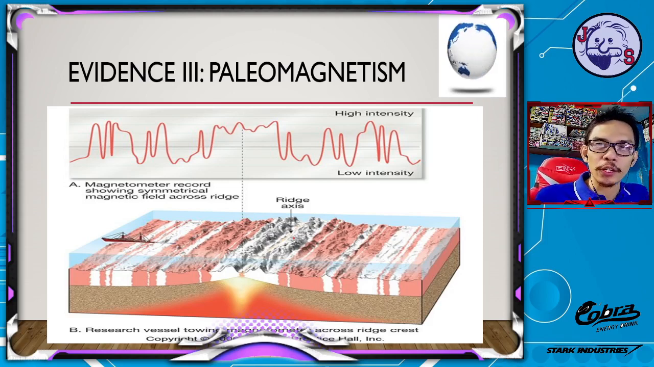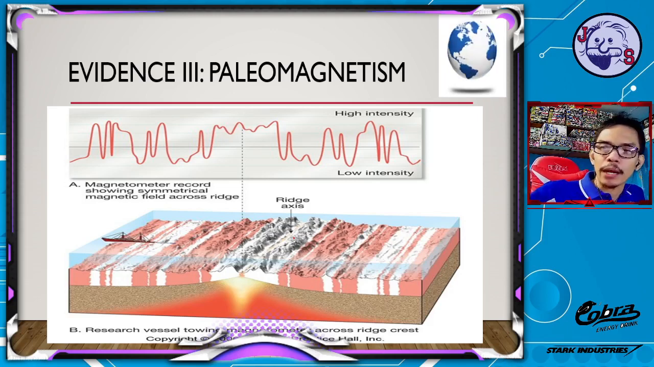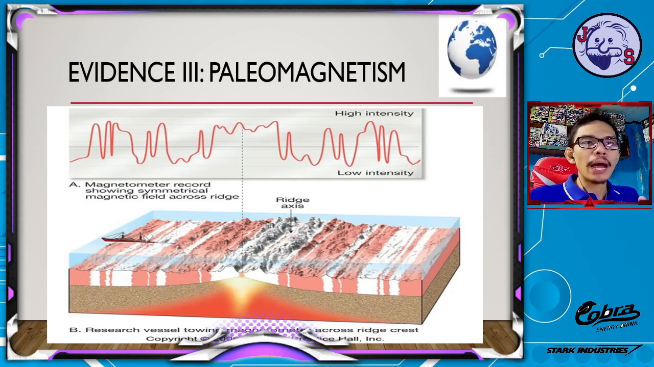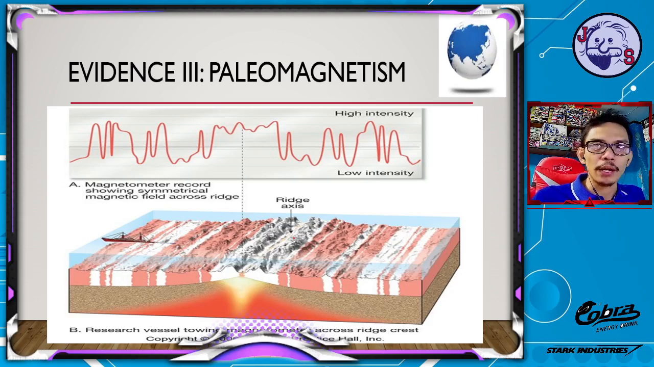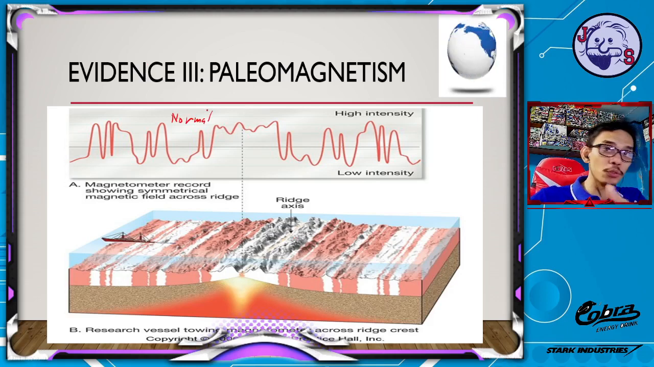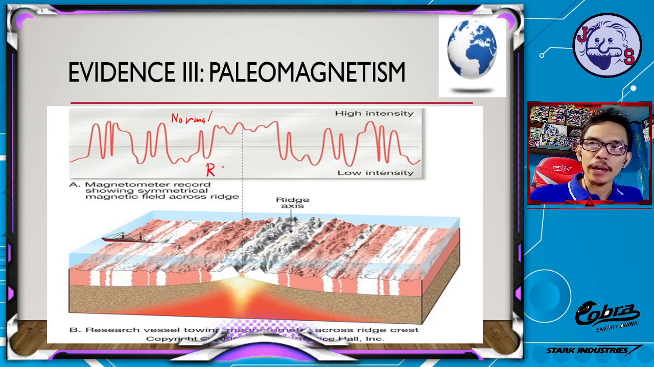At first, they thought there was no magnetic field reversal. But after the investigation, they found out that there are a lot of times that the Earth's magnetic field reversed in different ways. So the one on this graph, the one on top, is the normal polarity, which I am going to show you later, and the one below is called the reverse polarity. So that is reverse polarity.